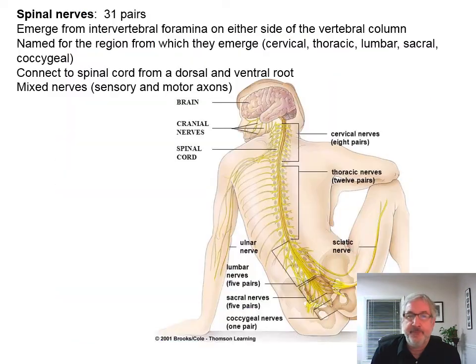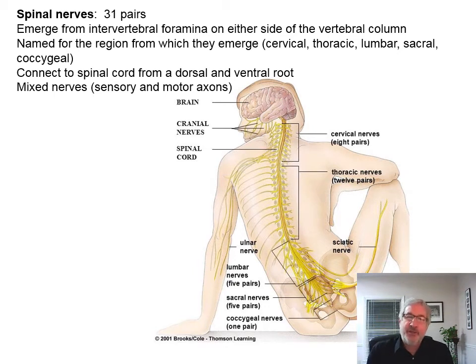Okay, next slide. Spinal nerves, there are 31 pairs. They emerge from the intervertebral foramina on either side of the vertebral column, and they're named for the region from which they emerge: cervical, thoracic, lumbar, sacral, and coccygeal. They connect to the spinal cord by a dorsal and a ventral root. So there are 2 roots of a spinal nerve. The spinal cord is here, and a root comes out and a root comes out, and they come together into a spinal nerve. We're going to look at a picture of that in a second.